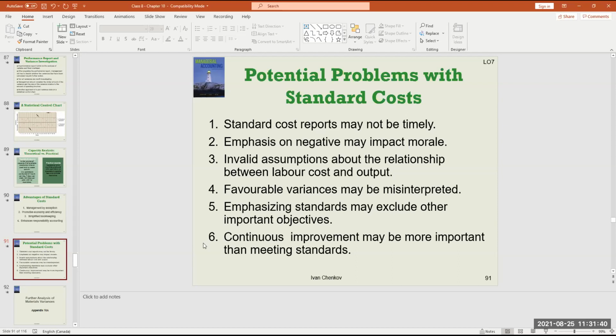When you have a favorable variance, the way we saw with the spending on the price variance, you can misinterpret it. You can see the favorable variance on the price and unfavorable variance on the quantity, on the quality. And then you can misinterpret those. Emphasizing the standards, you can exclude the other important objectives.